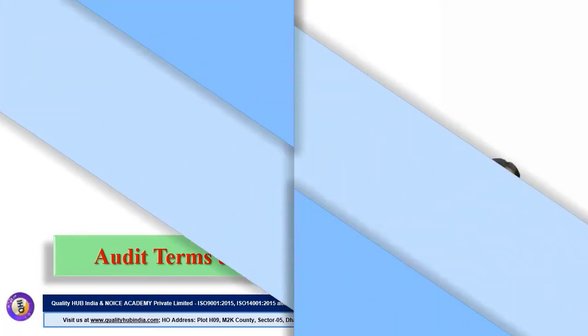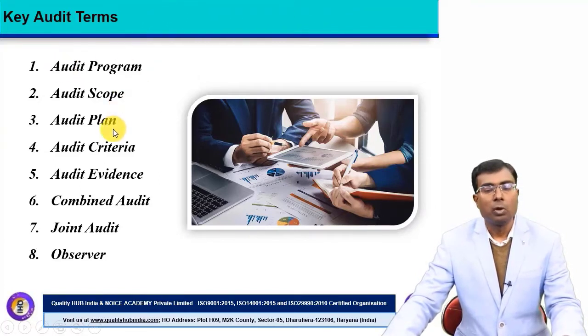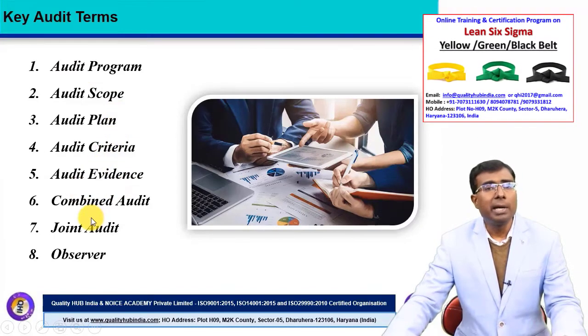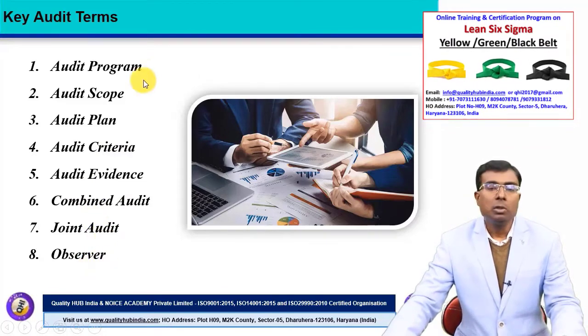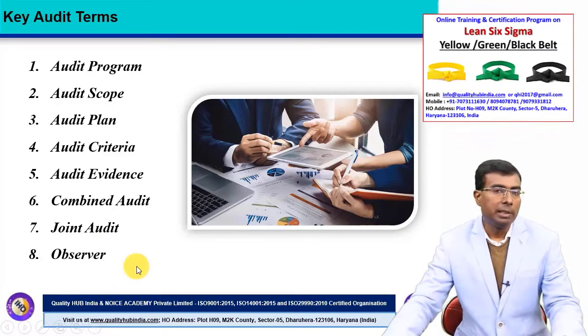Now let's start the program. The key terms and definitions we are going to learn in this program are audit program, audit scope, audit plan, audit criteria, audit evidence, combined audit, joint audit, and who is an observer. These are the very common 8 terms and their definitions we are going to learn in this program.